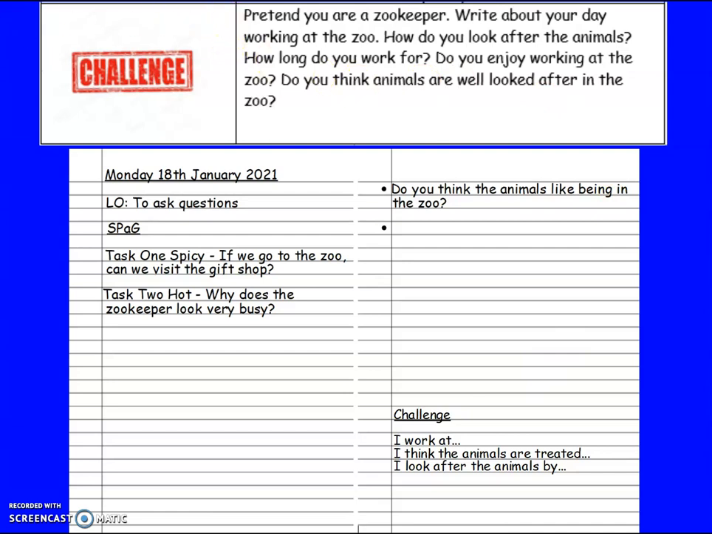Pretend you are a zookeeper. Write about your day working at the zoo. How do you look after the animals? How long do you work for? Do you enjoy working at the zoo? Do you think animals are well looked after in the zoo? So here's an opportunity for you to share some of your thoughts and ideas. Okay, so even if you've done mild, spicy or hot, see if you can do the challenge.